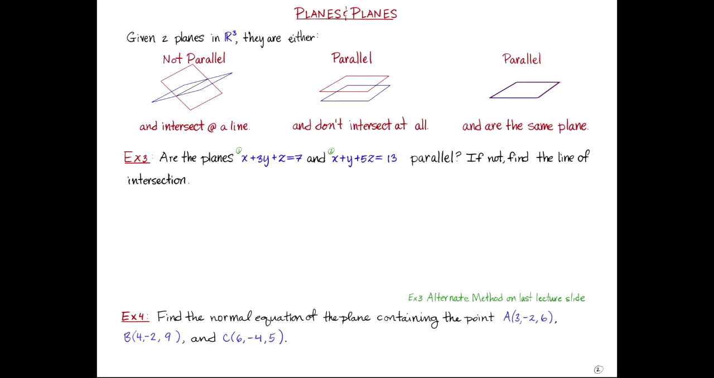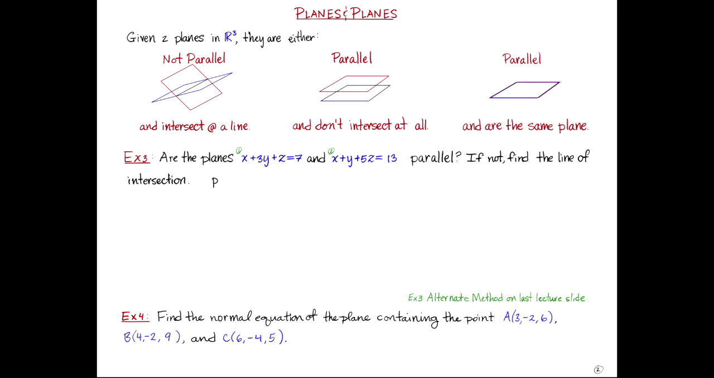Given two planes in R3, they're either not parallel, which means that there's a line of intersection; they are parallel, but they're distinct; or the third option is that the two planes are parallel and the same plane. In example 3, let's determine if our two planes are parallel. And if they're not parallel, we'll find the line of intersection.